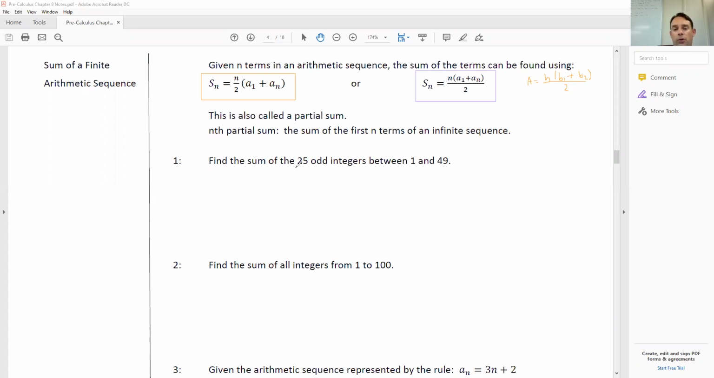I'm told that I have 25 odd integers. So friends, that means that my n value is 25. And they're going to be between 1 and 49. That means a sub 1 is 1, and a sub 25 is 49. So if I want to find the sum of all these numbers, instead of going to my calculator and plugging them all in, I can use this little equation here to figure out the sum.